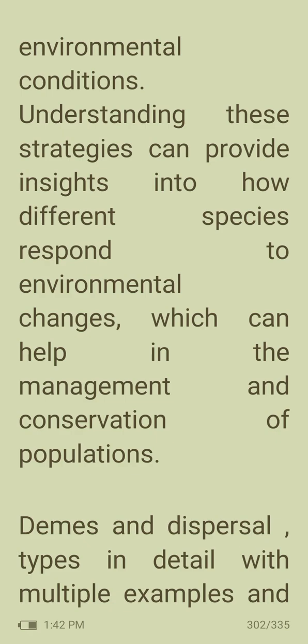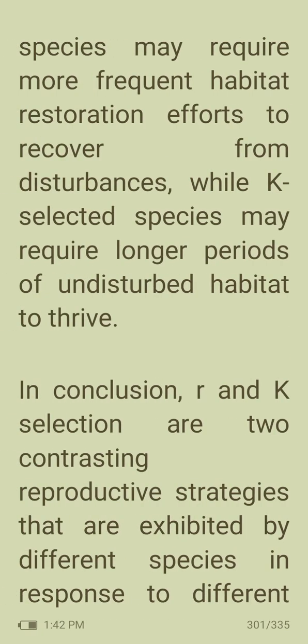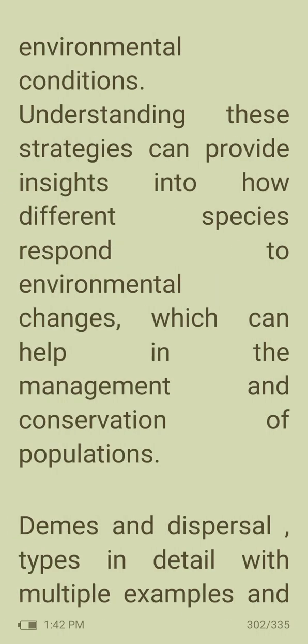So in conclusion, R and K selection are two contrasting reproductive strategies exhibited by different species in response to different environmental conditions. Understanding these strategies can provide insight into how different species respond to environmental changes, which can help in the management and conservation of populations. Demes and dispersal types in detail.